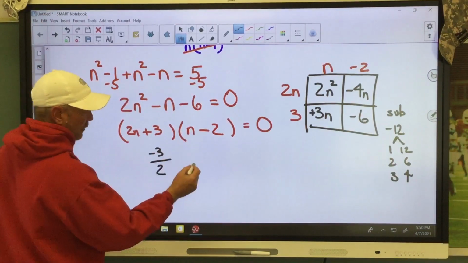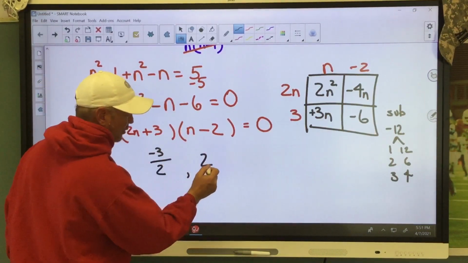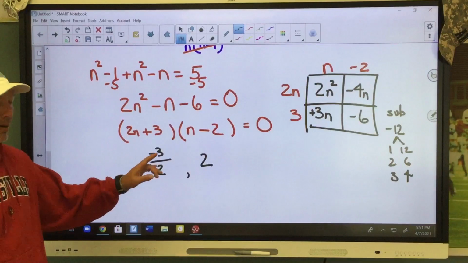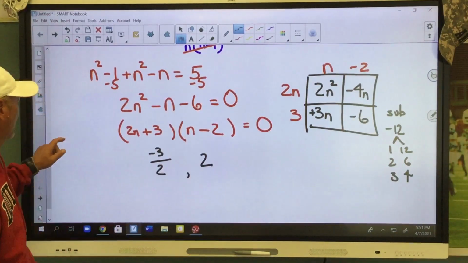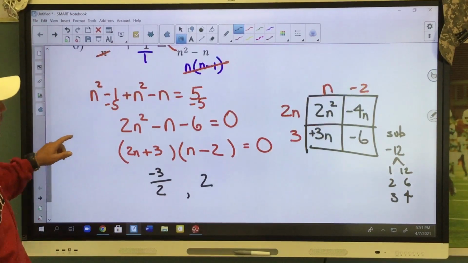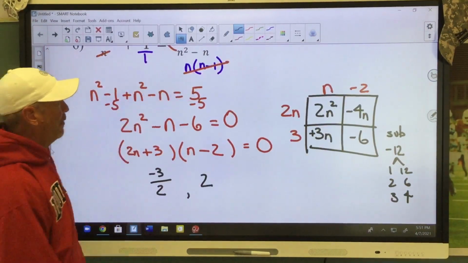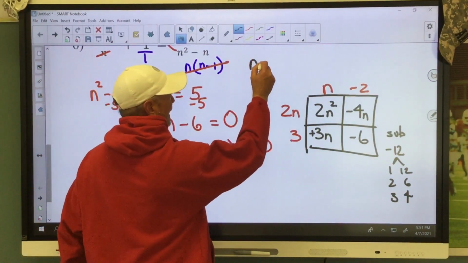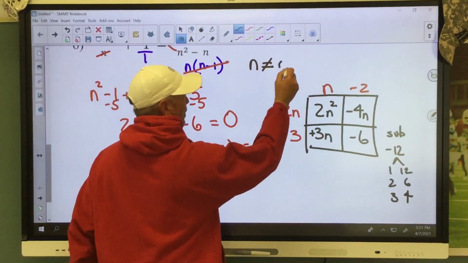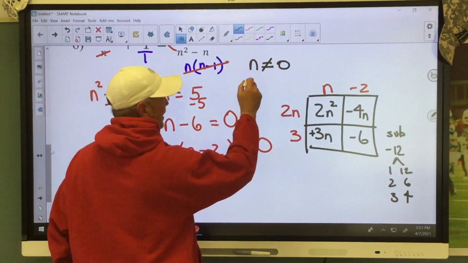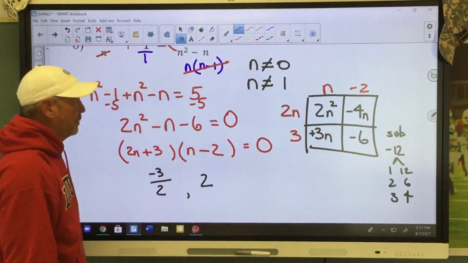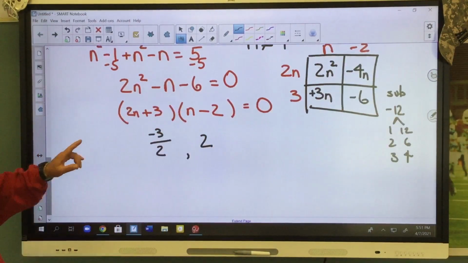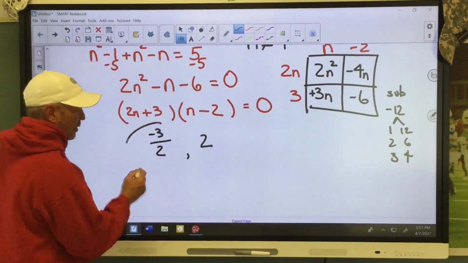The opposite of 2 is a positive 2. These are my possible solutions. I have to check and see if I have any extraneous solutions. So when I go to my denominator, I'm going to find out that n cannot be 0 and n cannot be a positive 1. So in this case, they're both good answers.